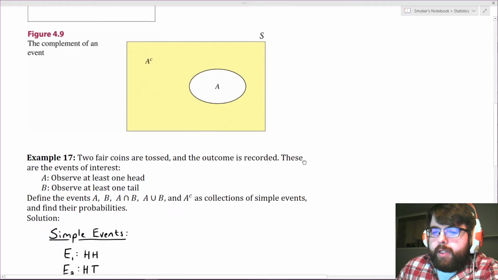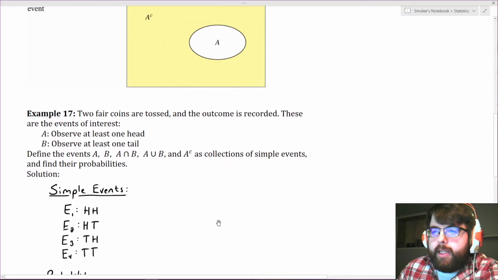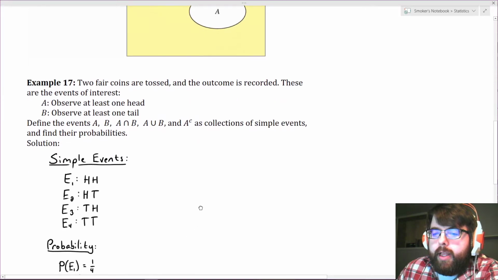So, example 17. Our simple events, the sample space, everything that can happen when we toss two coins, is: we can get a heads on the first coin and a tails on the second coin. It gives us 4 combinations: head-head, head-tail, tail-head, tail-tail. So event A, at least one head.